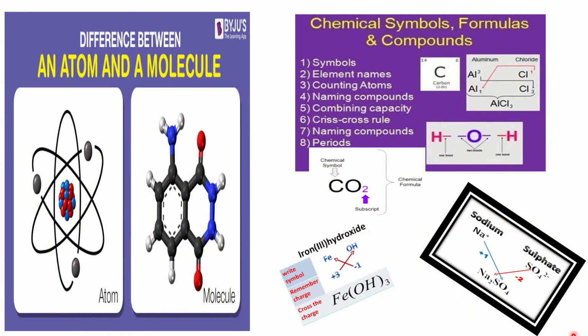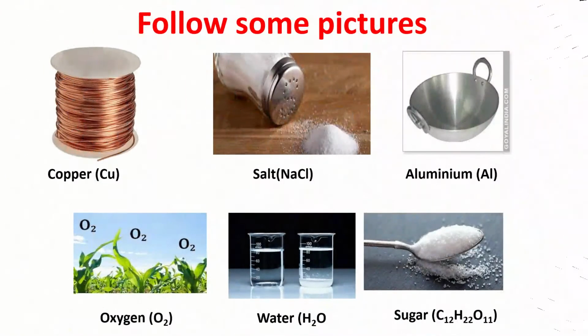Dear students, you all know what matter is. Today in this class, we will read about some things that you already learned in your previous junior classes. Look, there are some pictures. Copper, salt, aluminium, oxygen, water, sugar, all these are examples of matter. There are some elements and some are compounds. That means matter is of two types, element and compound.